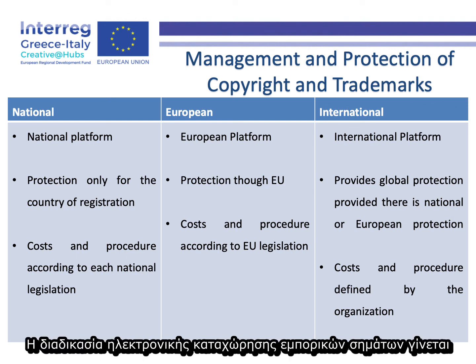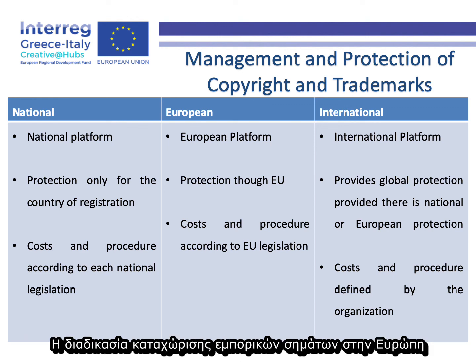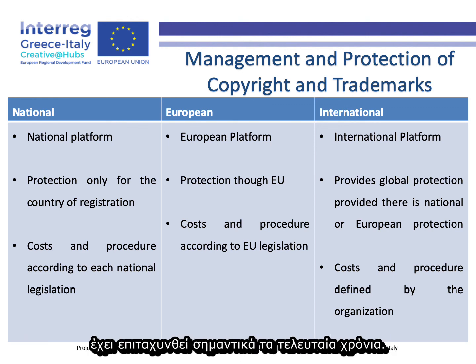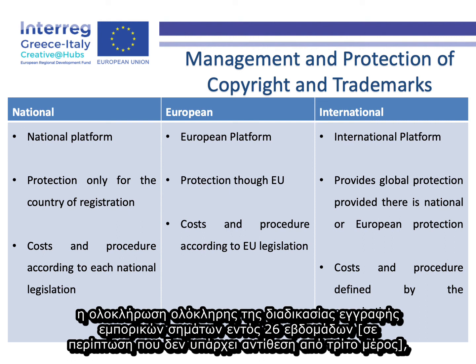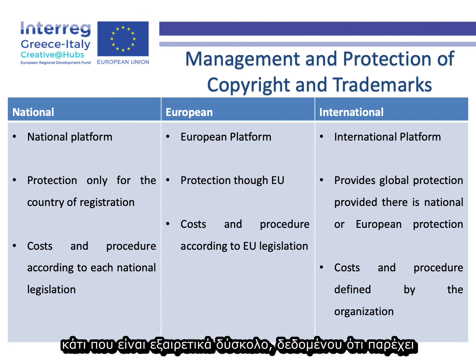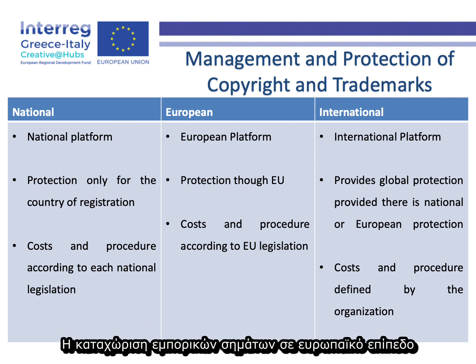The process of electronic trademark registration is done step by step according to the instructions given in the EUIPO form. The European trademark registration process has accelerated considerably in recent years. The European Trademark Office's overarching goal is to complete the whole trademark registration process within 26 weeks, which is extremely difficult, considering that it provides protection automatically and simultaneously in all member states of the European Union.